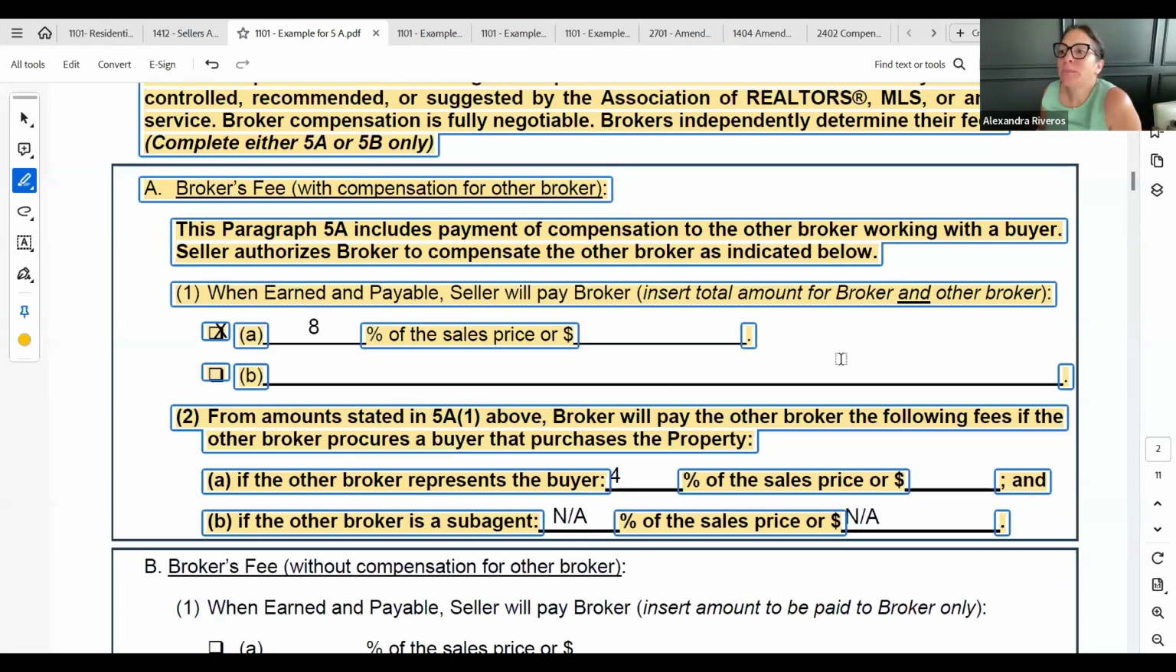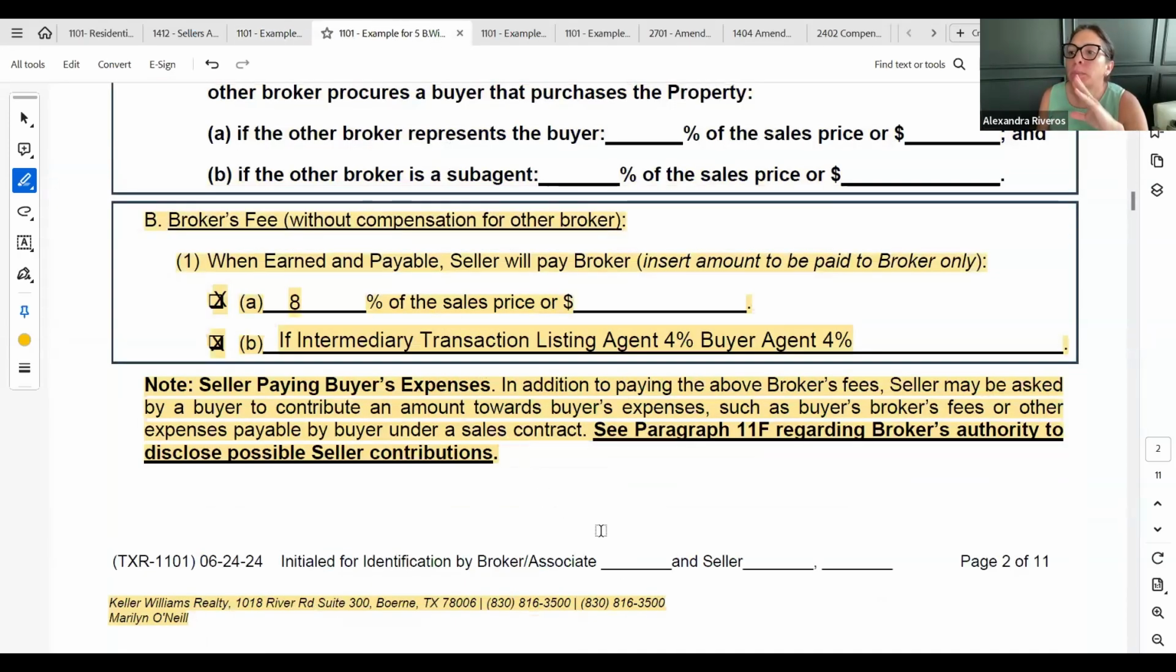Marilyn, if I have a seller or a landlord who is an investor and has many properties, she always lists with me, and she says, I'm not going to pay any buyer's agent, I'm just going to pay your fee. You can put it however you want. Normally, how would you put it? Like 5A? It'll be in 5B.